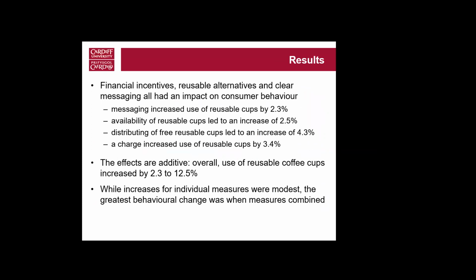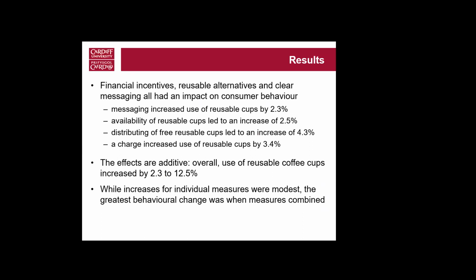So if you're looking at messaging, from before and after, that in itself could increase reusable cup usage by about 2.5%. That doesn't sound like much, but this is basically what you could specifically attribute to messaging, right? Then the next one, availability of reusable cups, is an increase of 2.5%. And then when you provide reusable cups for free, that was one of the more effective ones, so 4.5%. And then a charge, a further 3.5%.